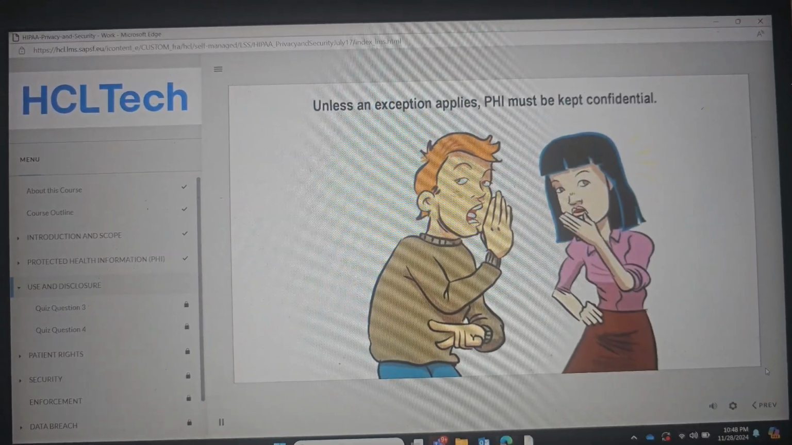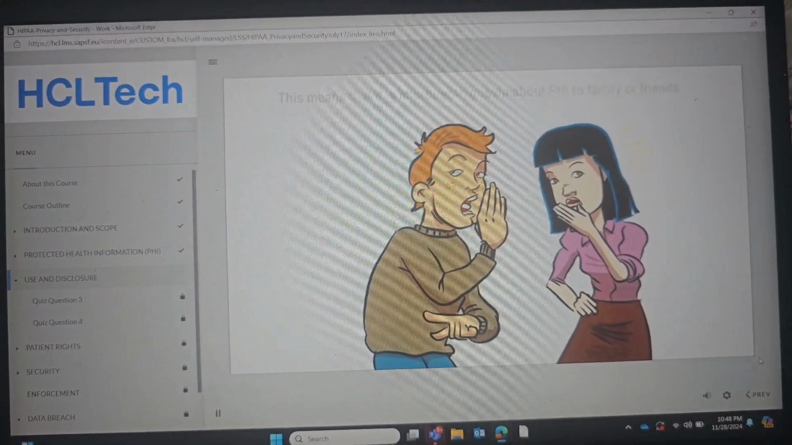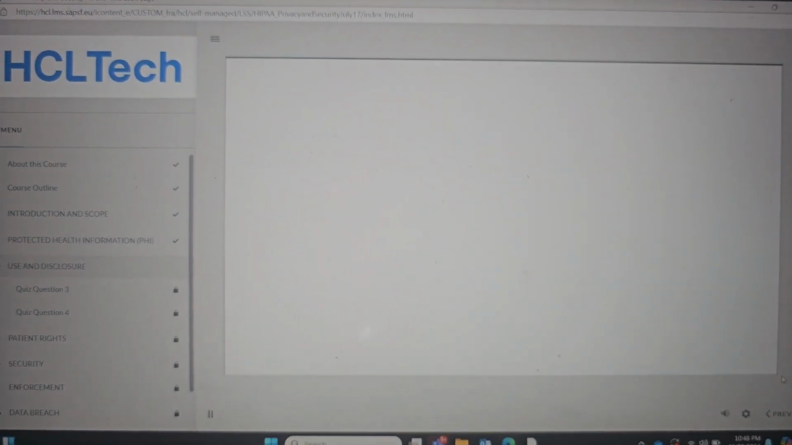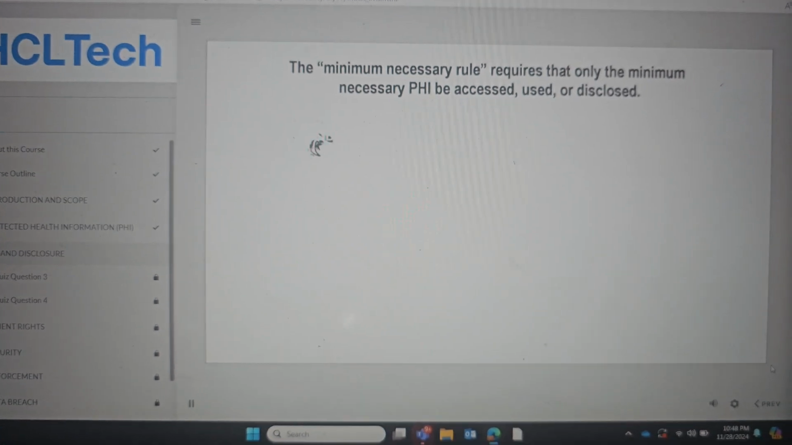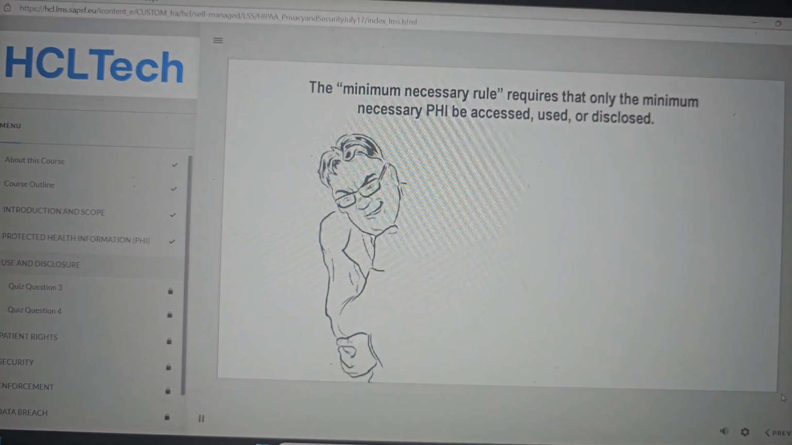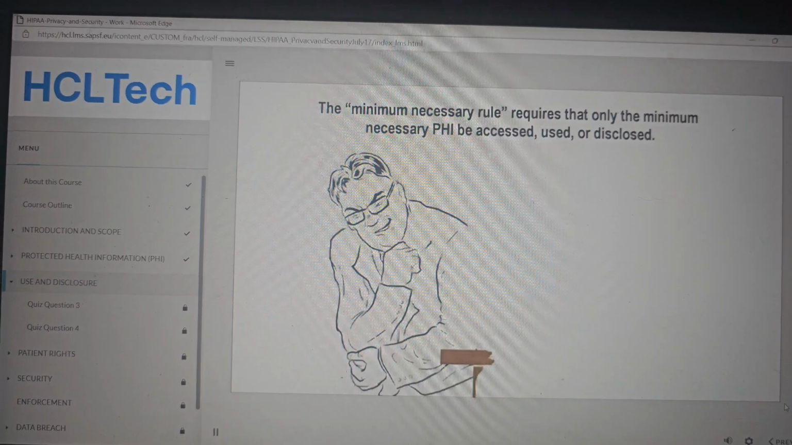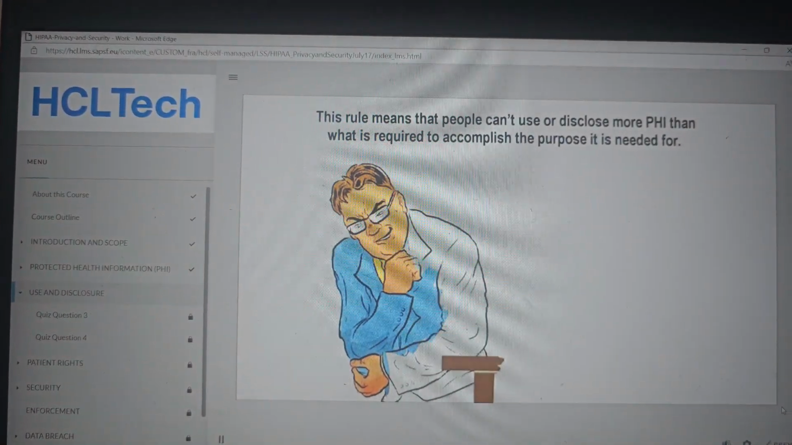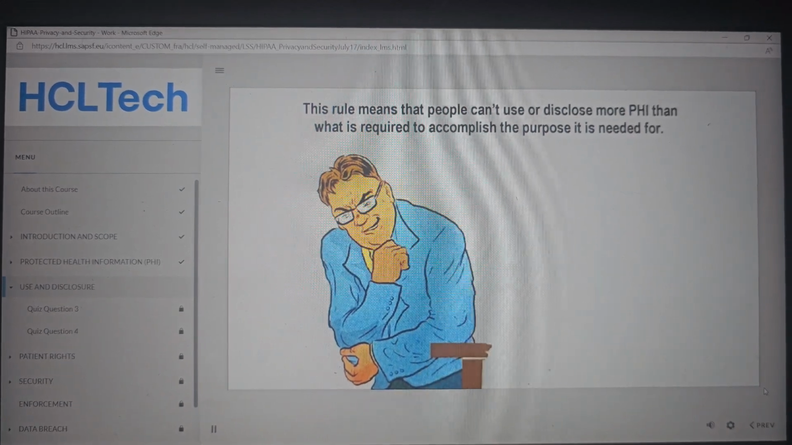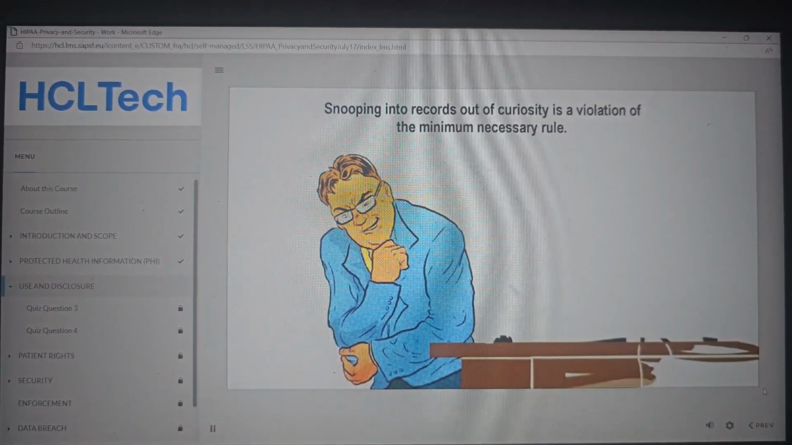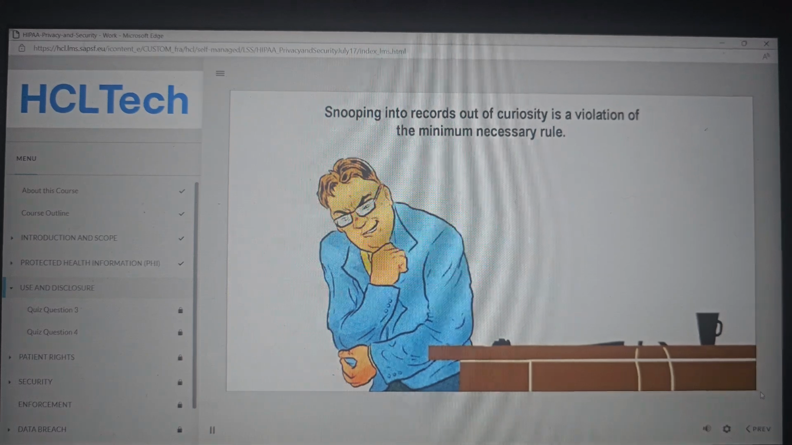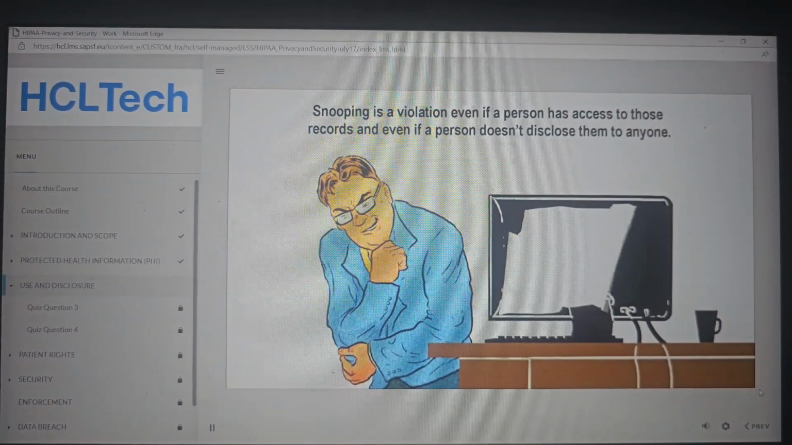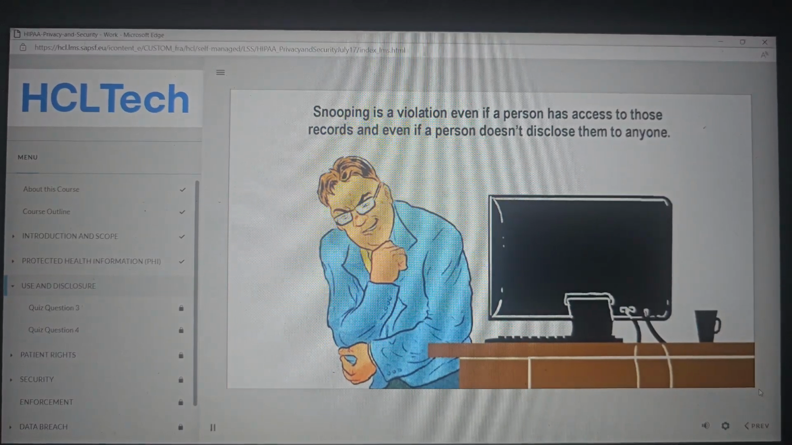Unless an exception applies, PHI must be kept confidential. This means that it is improper to gossip about PHI to family or friends. The minimum necessary rule requires that only the minimum necessary PHI be accessed, used, or disclosed. This rule means that people can't use or disclose more PHI than what is required to accomplish the purpose it is needed for. Snooping into records out of curiosity is a violation of the minimum necessary rule. Snooping is a violation even if a person has access to those records, and even if a person doesn't disclose them to anyone.